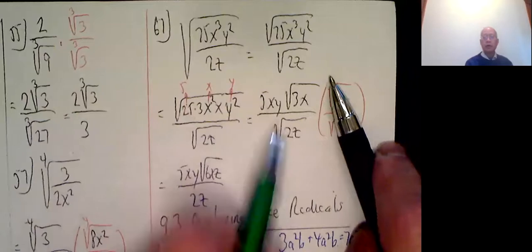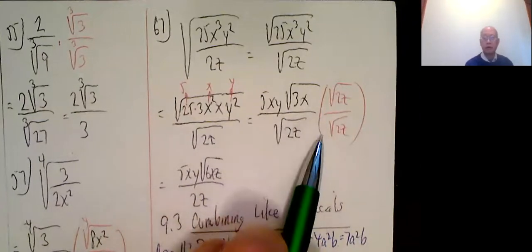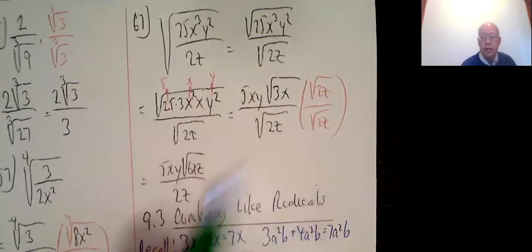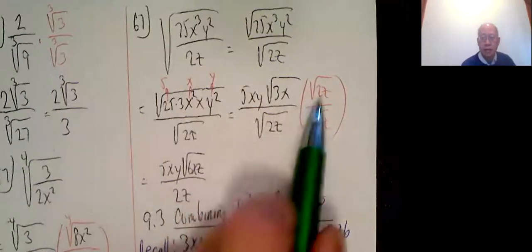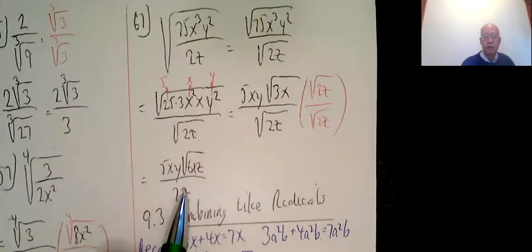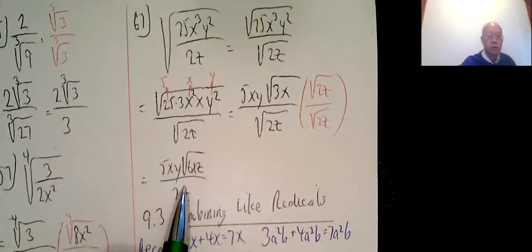Radical 2z. Okay, now multiply top and bottom by radical 2z, because the bottom, radical 2z times radical 2z is just 2z. I'm allowed to combine these. So 5xy square root of 6xz all over 2z, and that's about it. Just leave your answer like that. Okay. All right, so this was section 9.2.